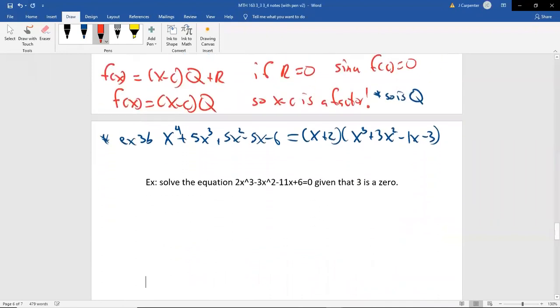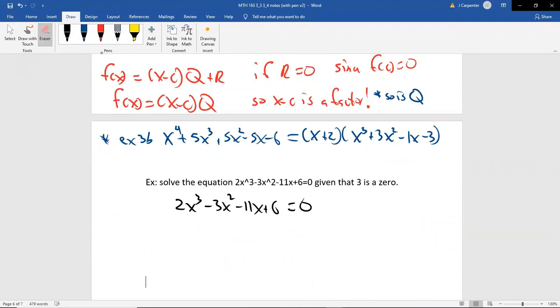All right. So last problem of the section. Solve the equation, and let me write this out. 2x to the third minus 3x squared minus 11x plus 6 equals 0. Actually, I don't want the f of x written. It just says solve this equation given that 3 is a 0. So this is our equation.